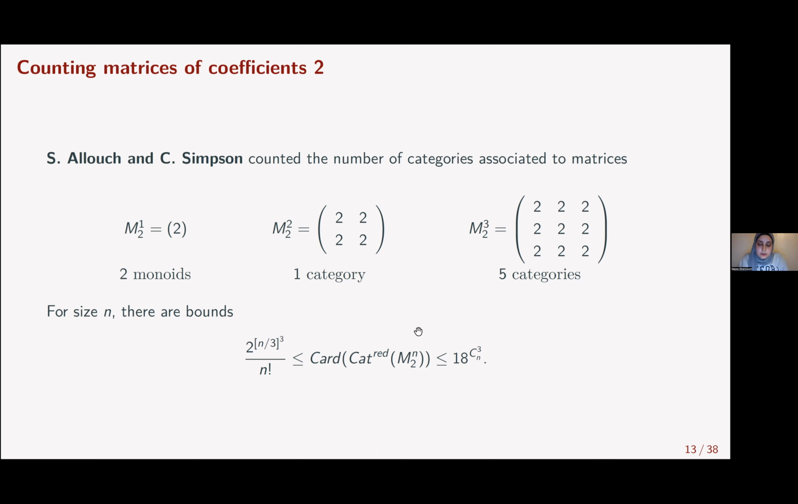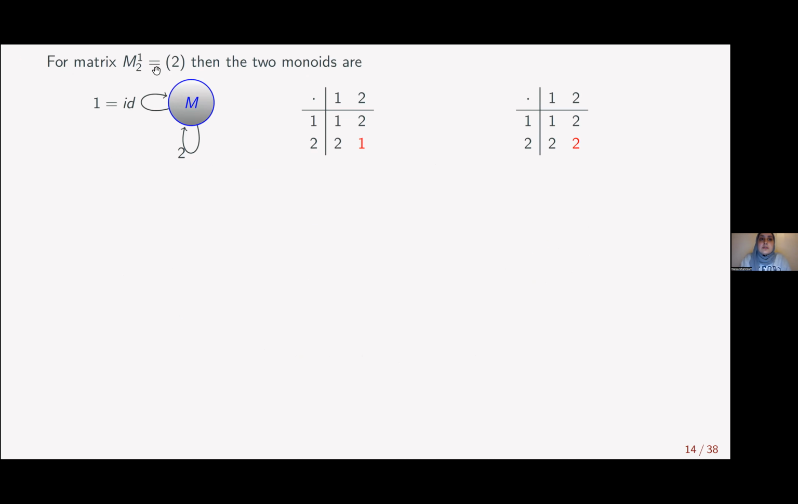And in the next slide I'm going to try to explain why we have 2 monoids here and 1 category here, so we can see the picture more clearly, maybe. So for the matrix of size 1, we have 2 elements. So it's a category with 1 object, and there are 2 morphisms.